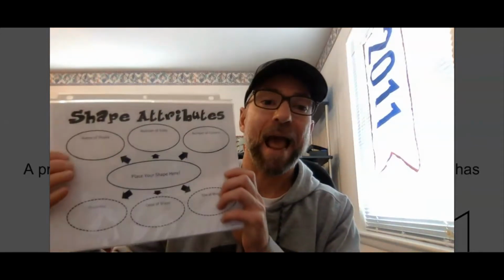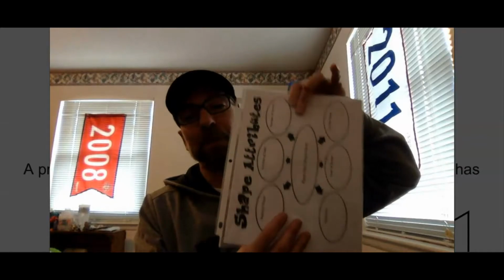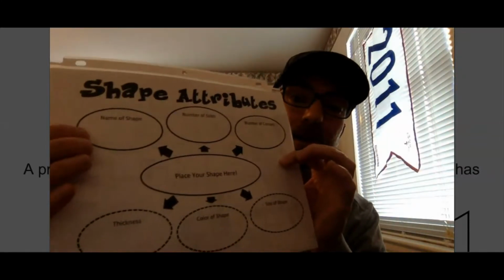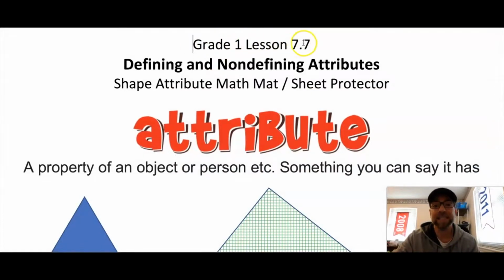Today, we're going to take another look at our two-dimensional shapes, and we're also going to take a closer look at the attributes which make all of our shapes the same or different. For today's lesson, you are going to need your shape attribute web. Once you find it, make sure you place it inside your sheet protector. Today we are going to be doing grade 1 lesson 7.7, defining and non-defining attributes. You will need your shape attribute math mat placed inside your sheet protector.